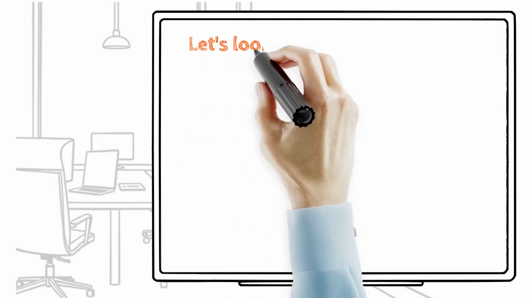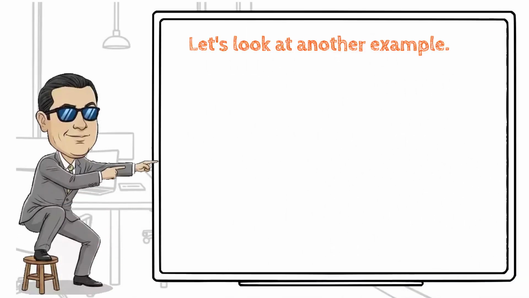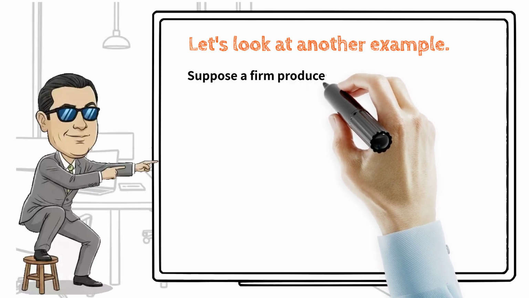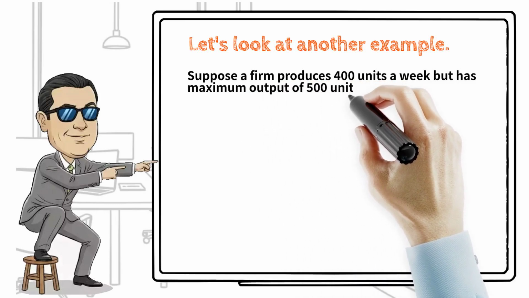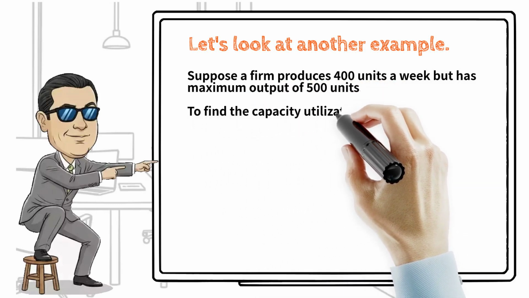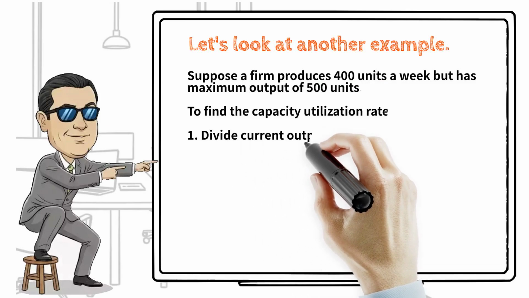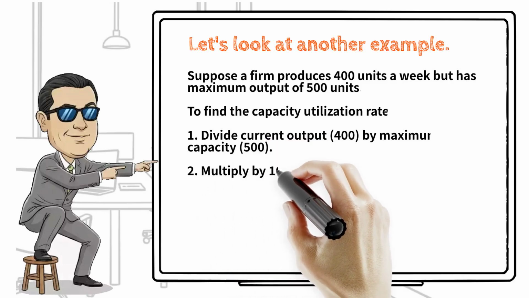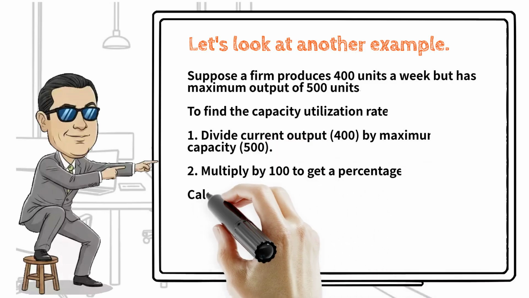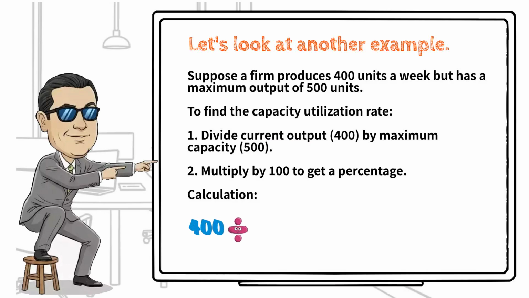Let's take a look at another example. Suppose a firm produces 400 units a week with a maximum potential of 500 units. To find the capacity utilization rate, first, divide existing output by maximum output. Then, multiply by 100. Calculation: 400 divided by 500 equals 80%.